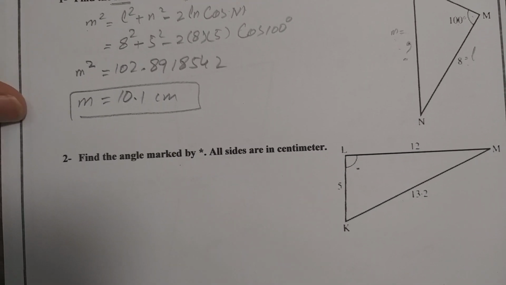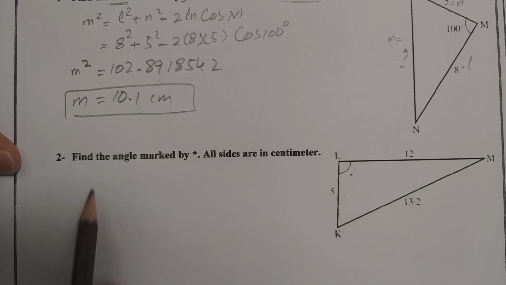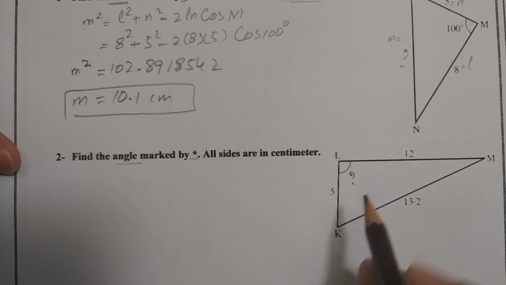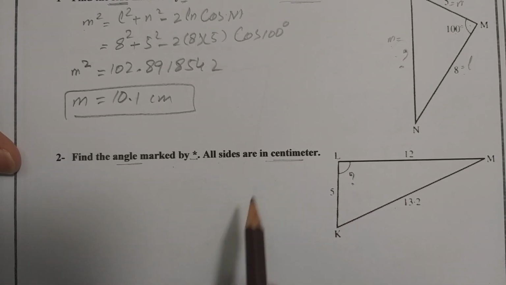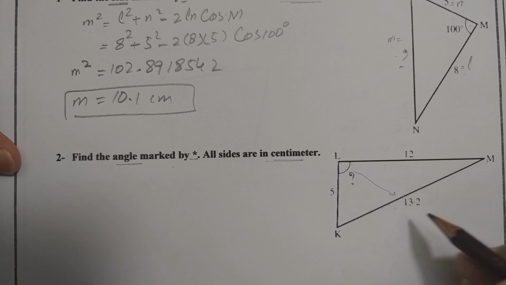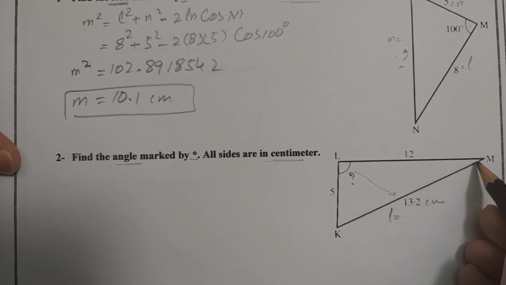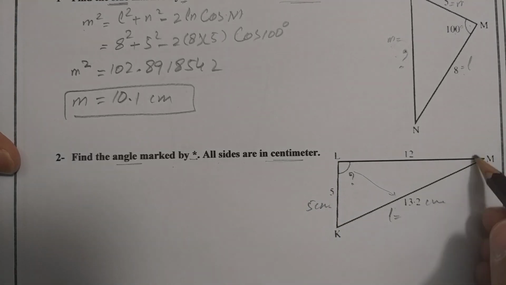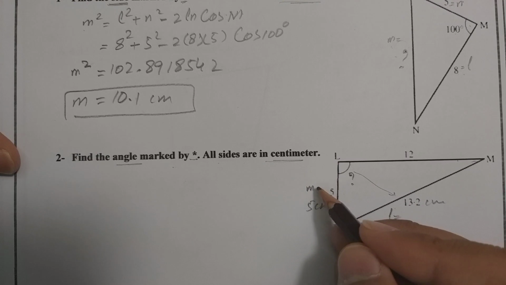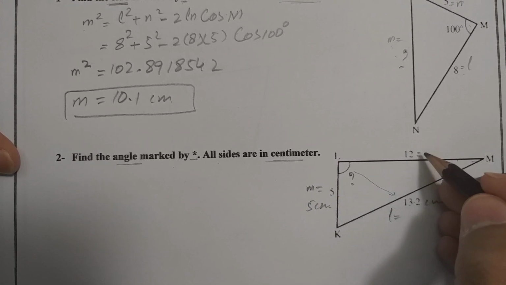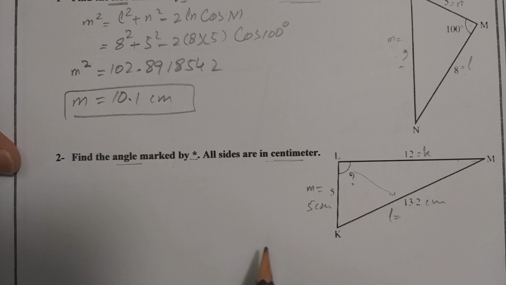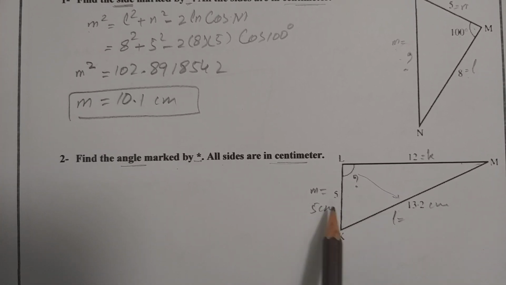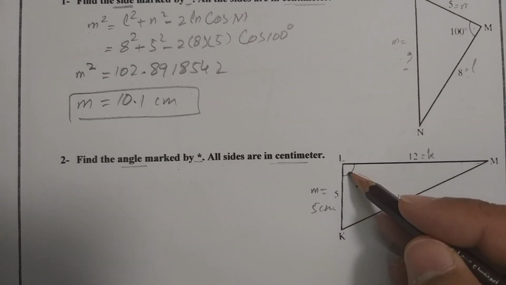Okay, in the next example we are given: find the angle marked by the star. It means we need to find this angle, which is angle L. All sides are in centimeter. This is the small l, in centimeter. This is m, which is 5 centimeter, and this is angle, and this is small m. This is k, small k. So we need to find an angle.